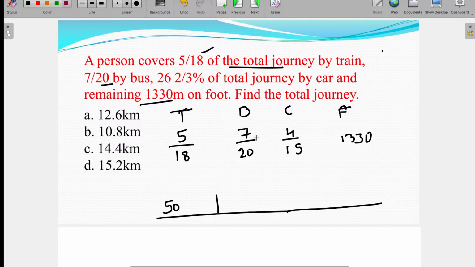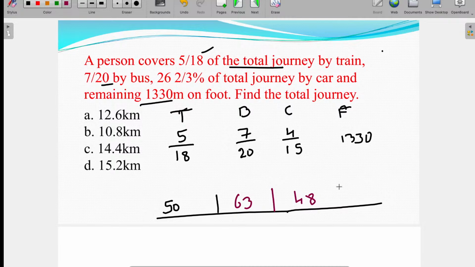20, 180 means it is 9 times. 9 sevens are 63 meter. I am assuming it is actually 63 parts. 15, 180 means 15 how many times? 12. 12 fours are 48. Out of 180, 50 is traveling by train. Out of 180, 63 is traveling by bus. Out of 180, 48 is traveling by car.